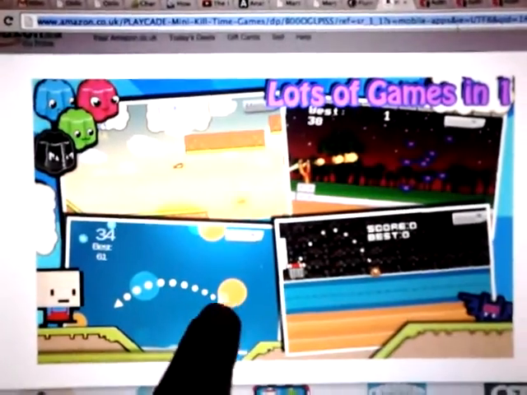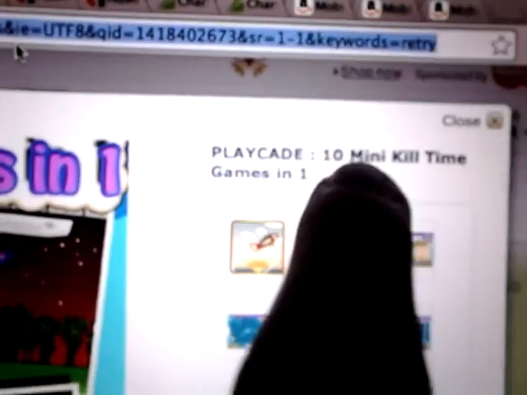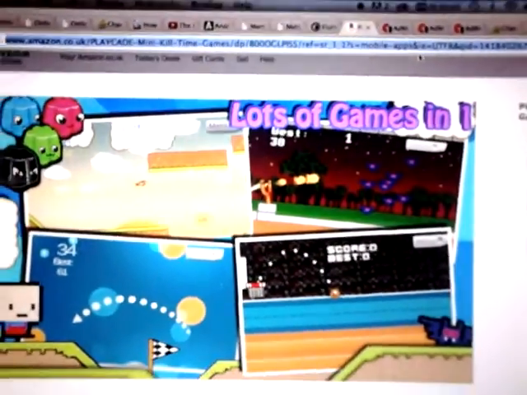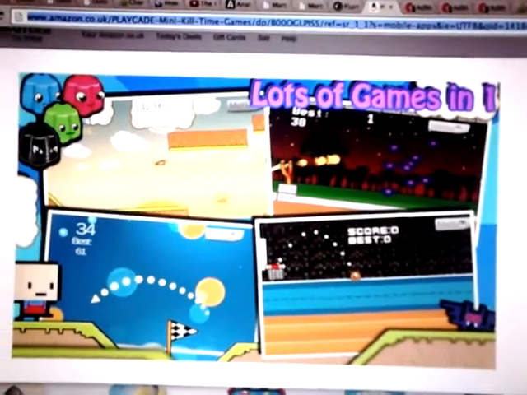And one of them was PLAYCADE, okay? And PLAYCADE is, as you can see here, lots of games in one. Right now, this is PLAYCADE with 10 mini games. So we're adding more games all the time. And this is one of the screenshots here. So here's just four games, but there's other games in there as well.